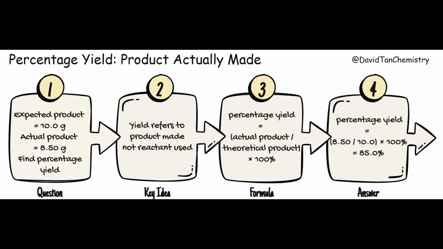Now, substitute the values. Percentage yield equals 8.50 divided by 10.0 multiplied by 100%. This gives 85.0%. So, the percentage yield is 85.0%. Remember, yield is about product formed.